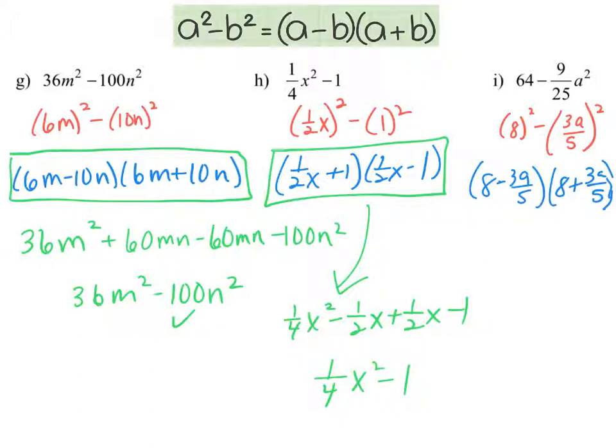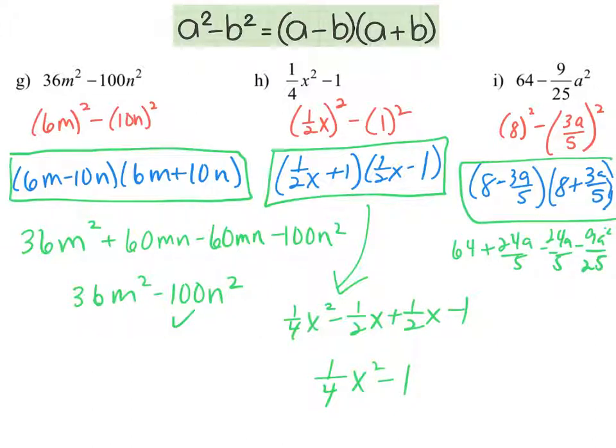We can check that those indeed are the two factors by using the FOIL process, first, outer, inner, last. We get 64 plus 24a over 5 minus 24a over 5 minus 9a squared over 25. Simplified, we get 64 minus 9a squared over 25. That's what we started off with. So we know our polynomial is in the correct factored form.